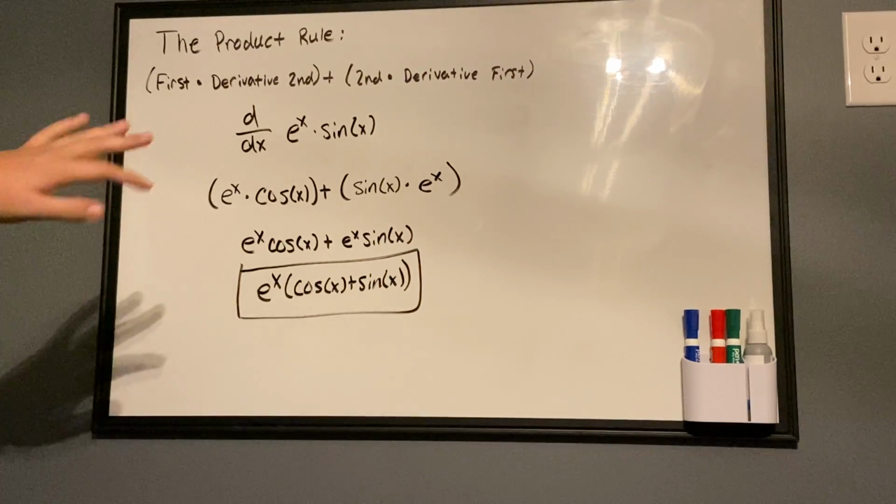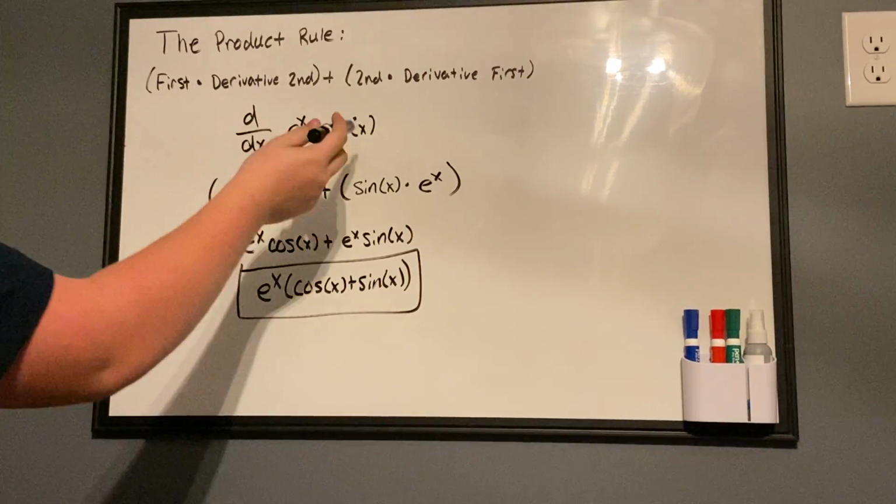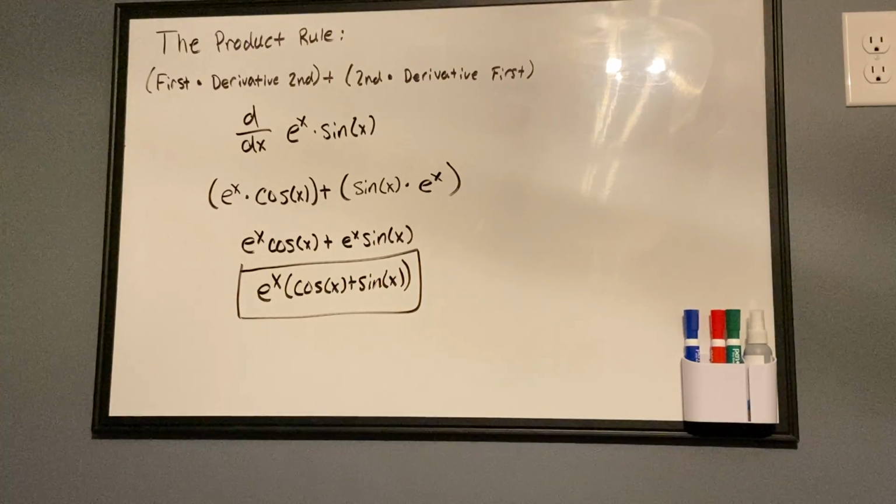So you can see that there's no other way that we can FOIL this. We can't combine these together. It doesn't make it any easier. So we have to use the product rule for something like this. So let me give you another example.